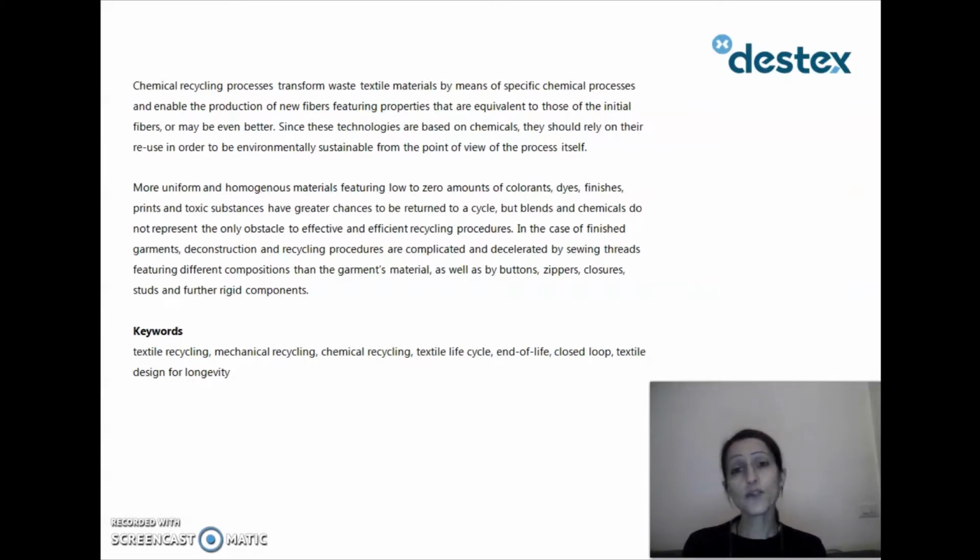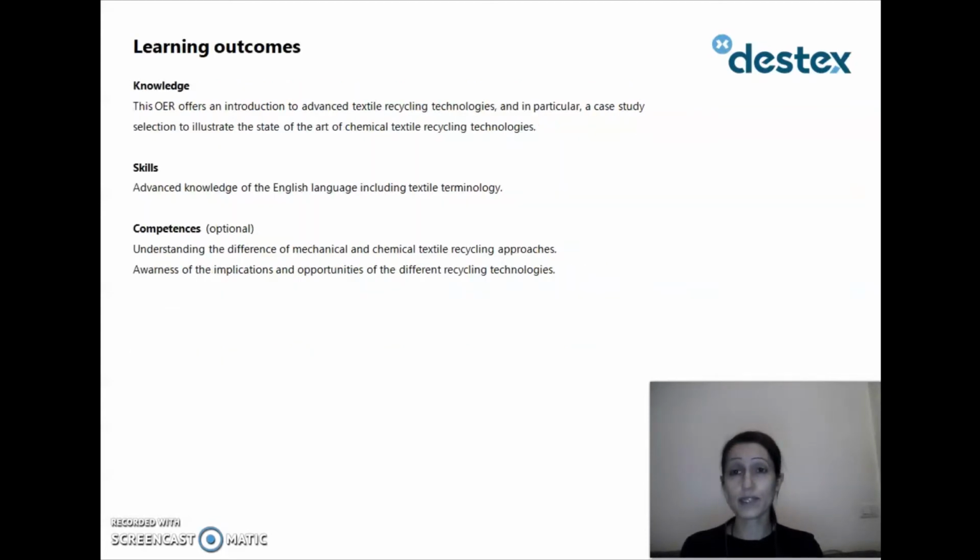More uniform and homogeneous materials featuring low to zero amounts of colorants, dyes, finishings, prints, and toxic substances have greater chances to be returned to the cycle, but blends and chemicals do not represent the only obstacle to effective and efficient recycling procedures. In the case of finished garments, the deconstruction and recycling procedures are complicated and decelerated by sewing threads featuring different compositions than the garment's material, as well as by buttons, zippers, closures, studs, and further rigid components.